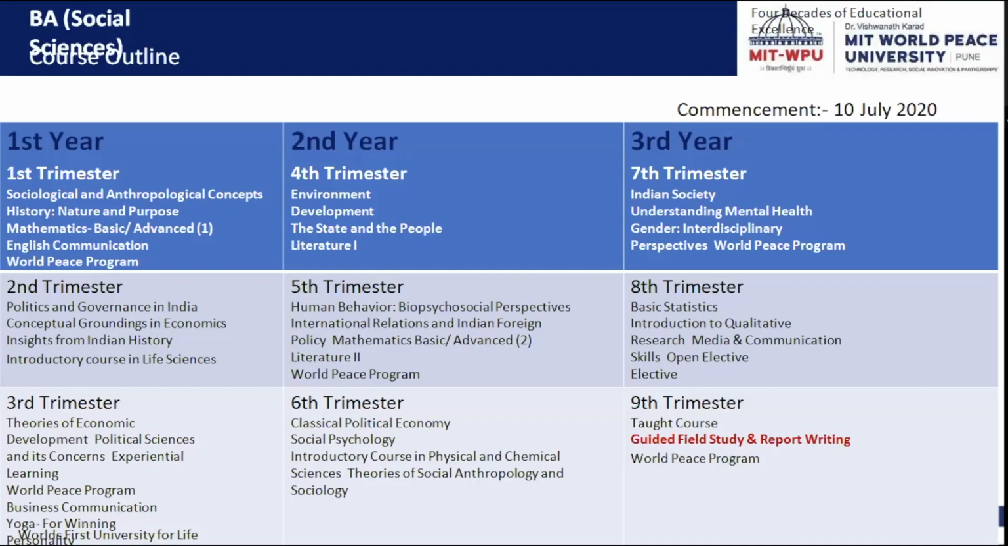In the second year, the fourth semester, you are taught environment, development, the state and the people, and literature. In the final year, the seventh semester, you will be taught Indian society, understanding mental health, gender, interdisciplinary understanding, and the World Peace Program. These are the broad outlines of the courses offered under the 3-year BA program. As I mentioned, it's a tri-semester program, and we hope this program may commence sometime in August.